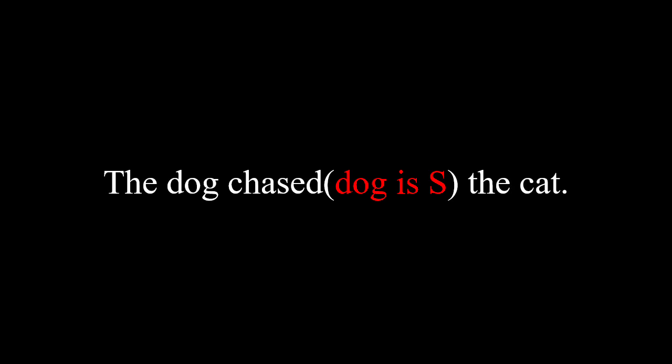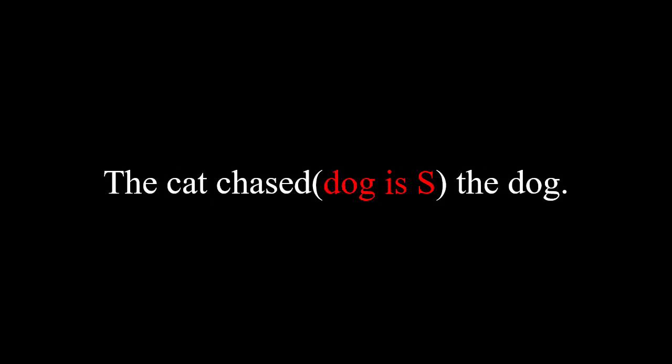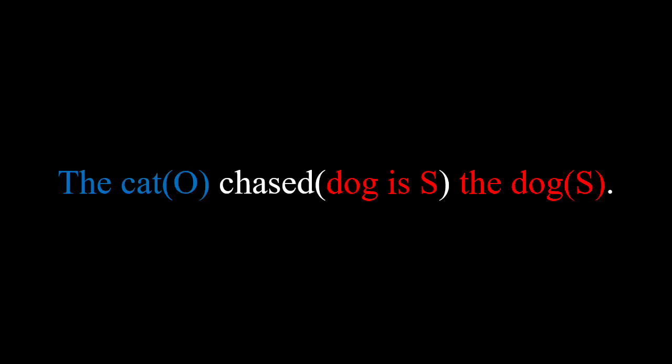Now we can shift things around. We could say "the cat chased, dog is subject, the dog," and still know that the dog is doing the chasing, because we just have to look at the verb to see that.